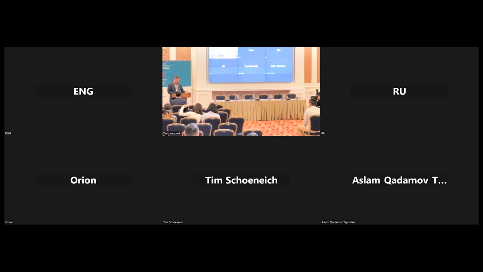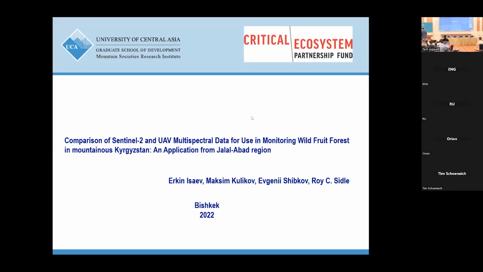We will start our presentation with the first presenter, Evgenii Shibkov. He holds his master in GIS, and he works at the University of Central Asia, Mountain Societies Research Institute as a research fellow. He will be making his presentation on comparison of Sentinel-2 and unmanned aircraft vehicle multispectral data for use in monitoring of wild fruit forest in mountainous Kyrgyzstan, an application from Jalal-Abad region. Please, Evgenii, the floor is yours.